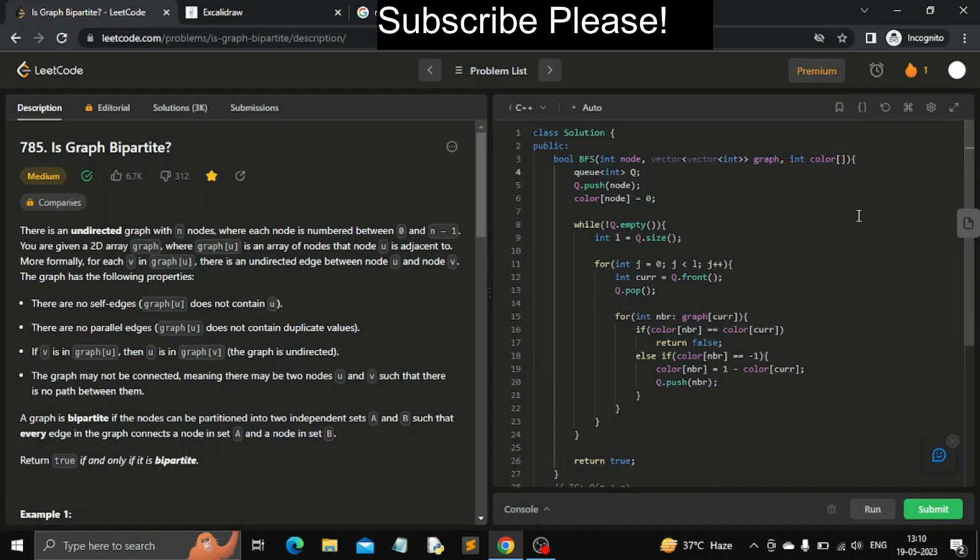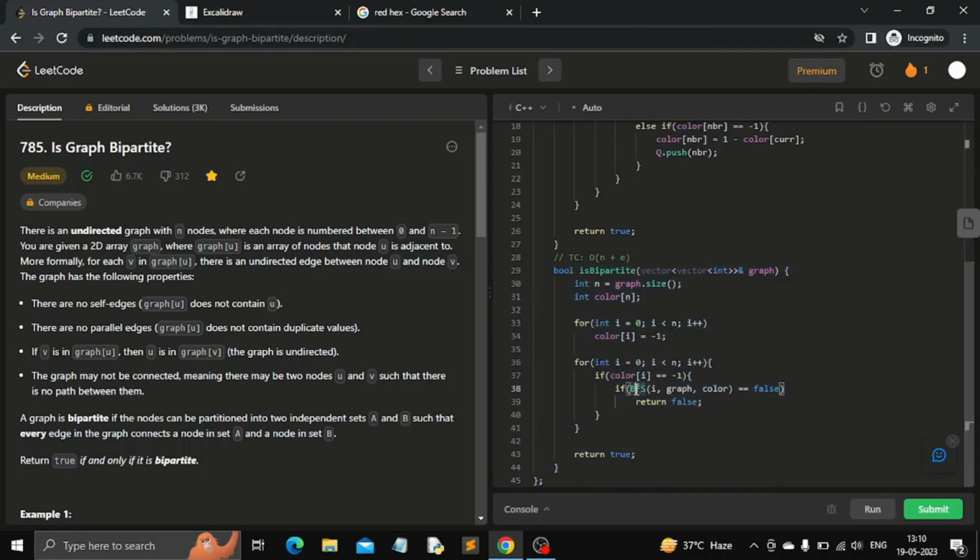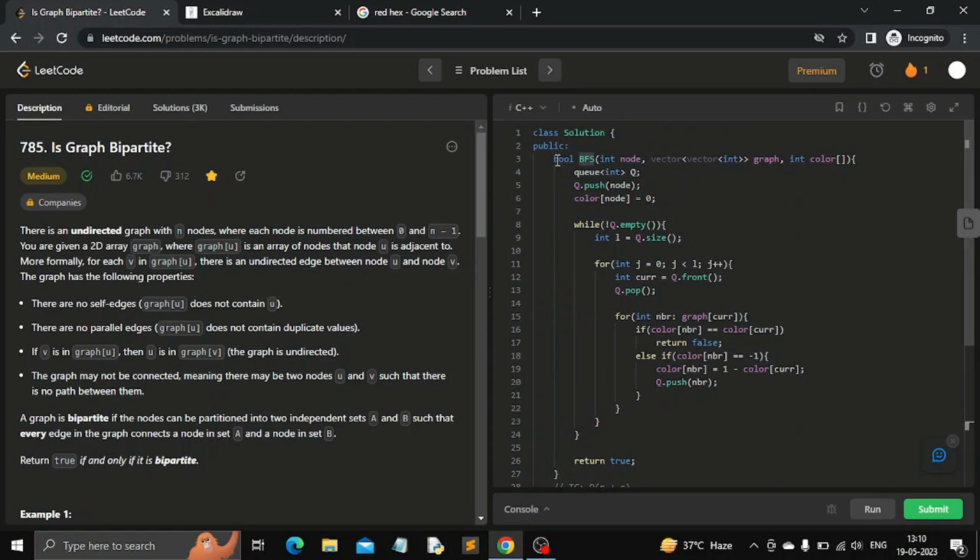Now coming to the BFS algorithm, this part of the code will remain the same, only the function name we have changed, and this is our BFS function. So here I have initialized a queue data structure, first in first out, and I am pushing the current node in our queue, and also this beginning node we are initializing its color with 0. Okay, then while our queue is not empty, we will perform our BFS.